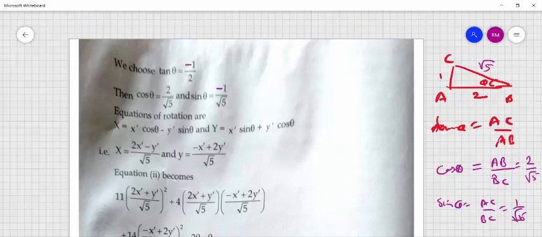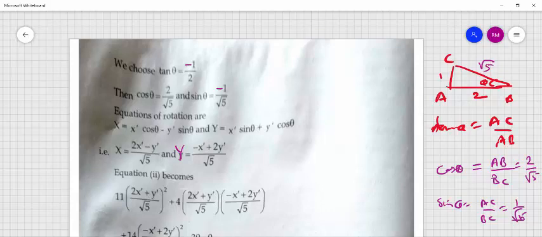So the equation of rotation: we already calculated the values of cos theta and sin theta, and we know the formula. In the rotation of axis topic we have to replace capital X by this one, capital Y by this one, just substituting the value of cos theta, that is 2 upon root 5, and the value of sin theta, minus 1 upon root 5. Plugging this in we get capital X this, and this is capital Y. Please make the correction and substitute this in equation 2.